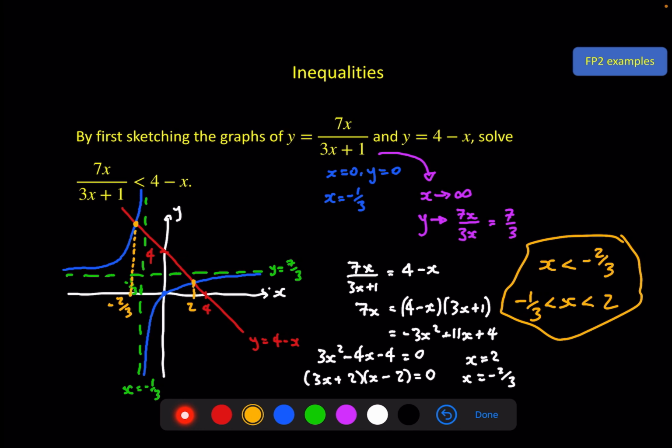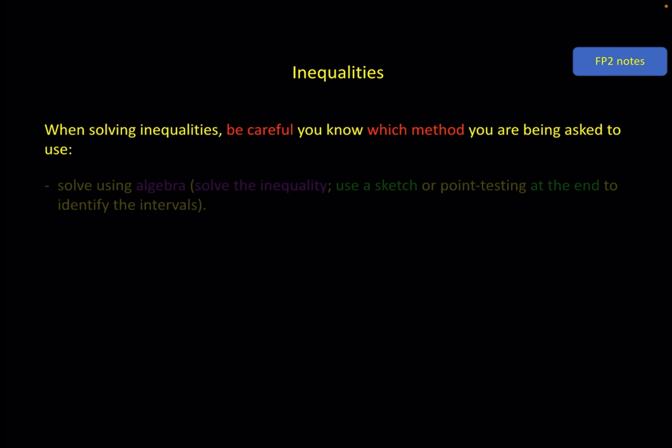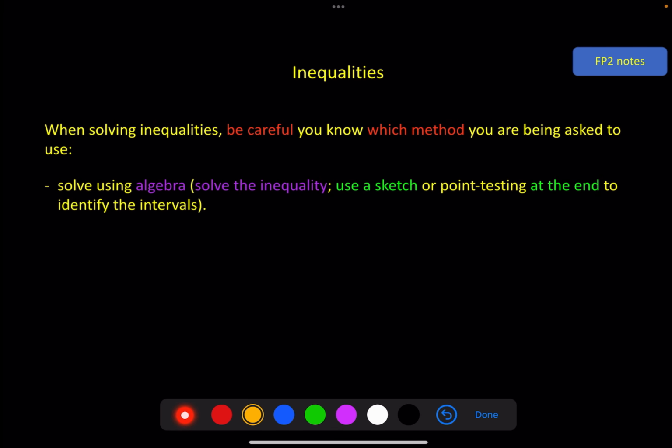So I know I've said this a couple of times already, but you've got to be careful you know which method you're being asked to use in terms of an exam. And the two methods are solving using algebra. That means you'll be solving an inequality by squaring anything in the denominator of a fraction. And you might use a sketch, or you might use point testing, but you might still use a sketch as part of that at the end of that method to identify the intervals. But the main method is solving the inequality using algebra.